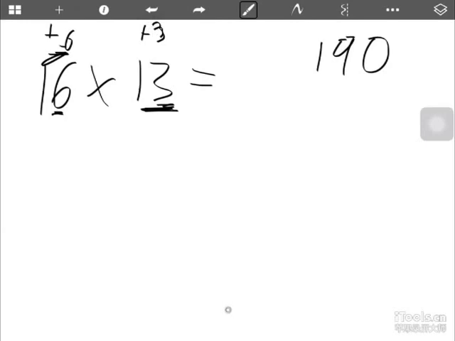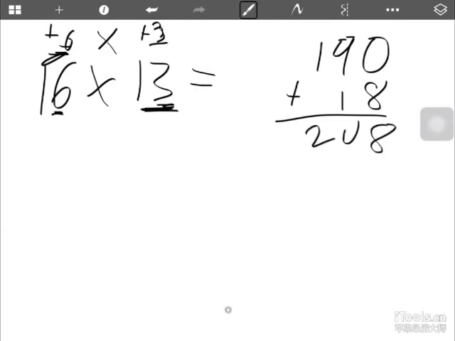Now what you have to do is multiply these two small digits together, and you get 18, because 6 times 3 is 18. So you're going to put it like this. Now you just add them, and you will get 208. Let me see if that's correct in my awesome Microsoft Edge calculator thing. So 16 times 13 is equal to 208, so we are correct.